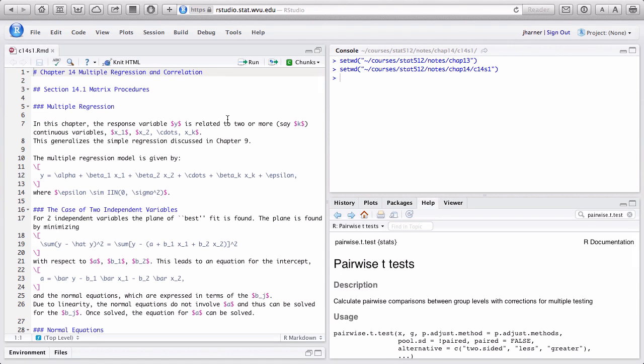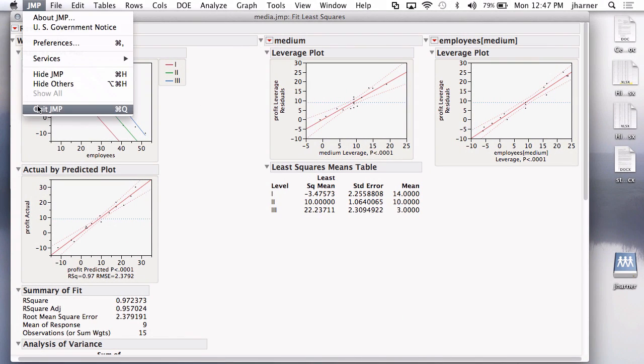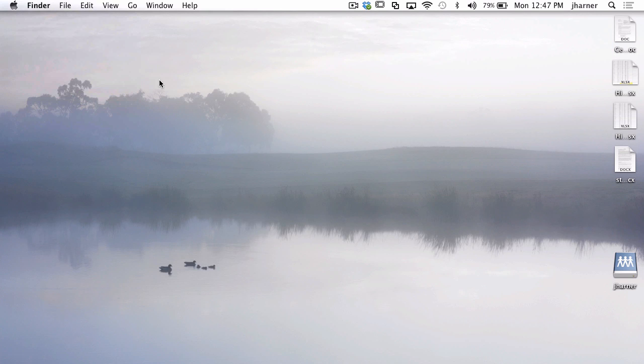Dr. Harner, yeah. The assignment for Chapter 12 is due Wednesday. At midnight? Is that any time Wednesday, like before class or anything? That's correct. It could be midnight Wednesday. All right.